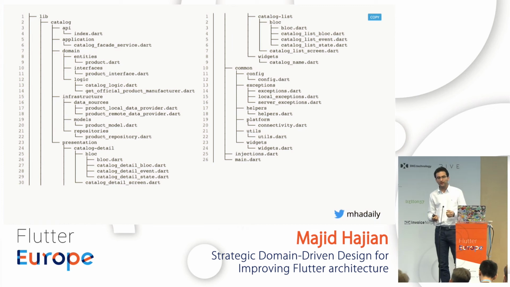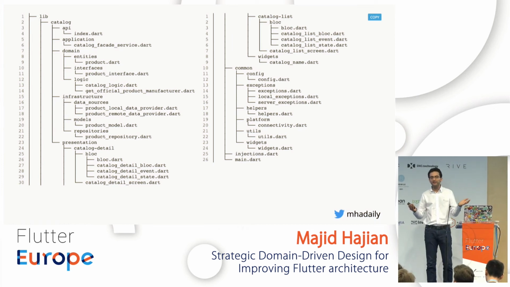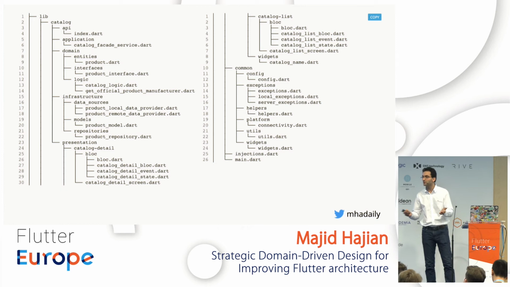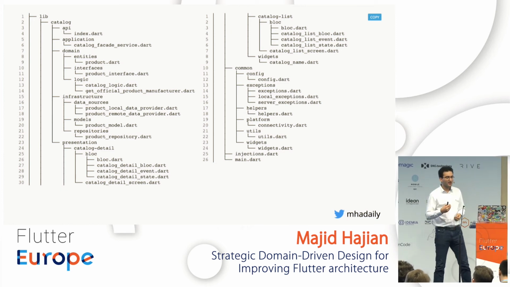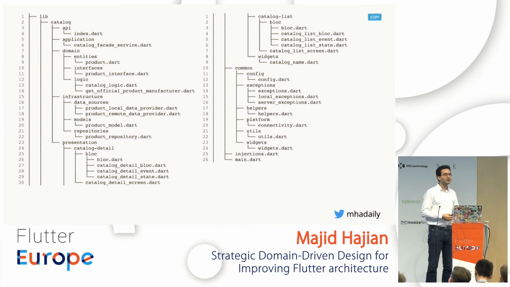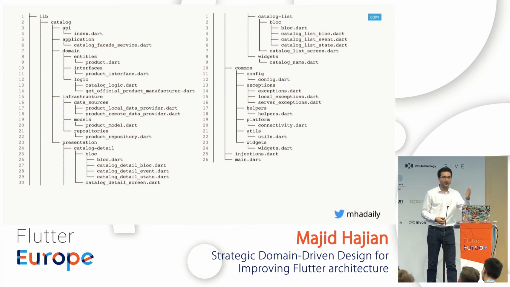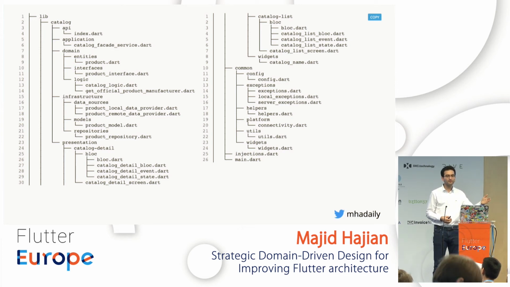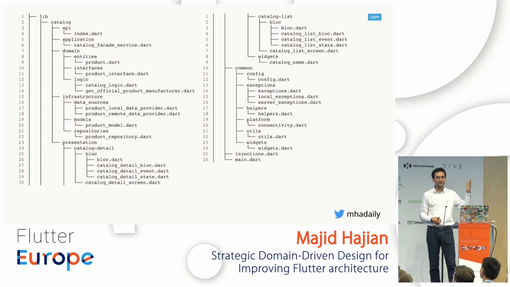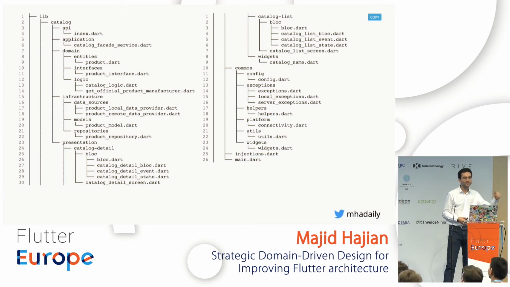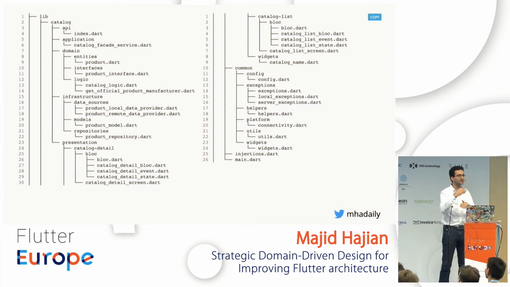So here is the structure of the application. You may want to use it in your application. Under the library lib folder, you see that I have catalog. Under catalog, I introduce my API. And then I have my application, domain, infrastructure, presentation, whatever we just went through together.